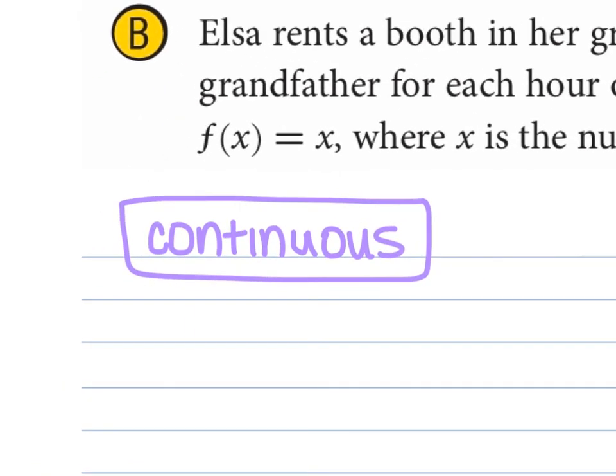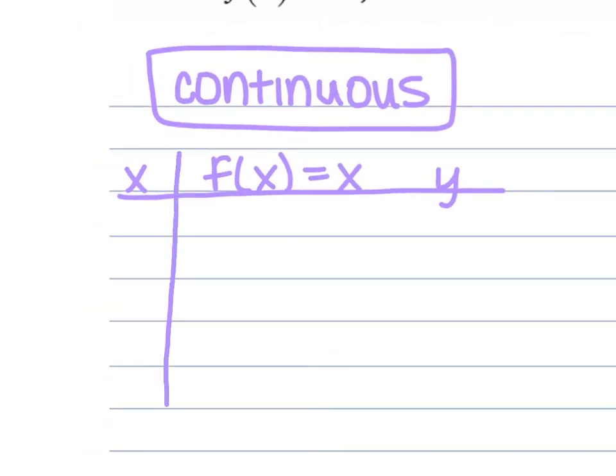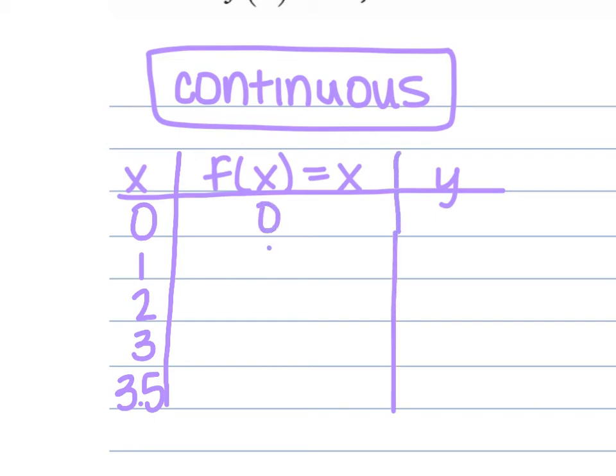So it could be continuous, or it is continuous. If we use the function f of x is equal to x to find values of when her shop is open, she can be open for 0 hours, 1 hour, 2 hours, 3 hours. She can be open for 3.5 hours, and so on. So this is going to be f of x is equal to x, so we're going to have 0, 1, 2, 3, 3.5. So our y values are going to be 0, 1, 2, 3, and 3.5.